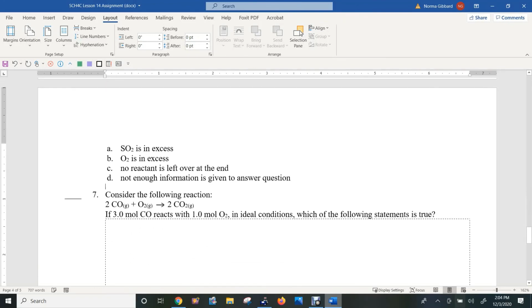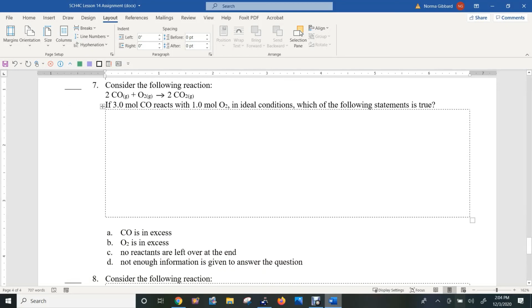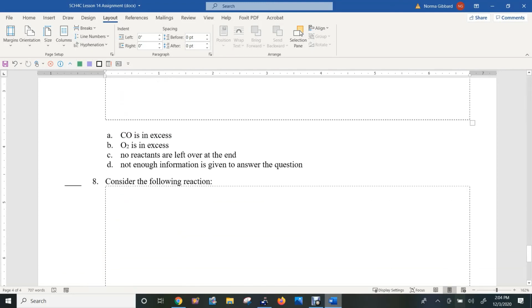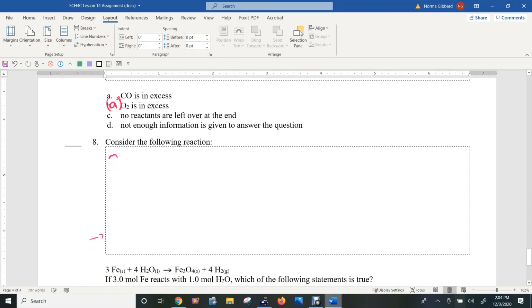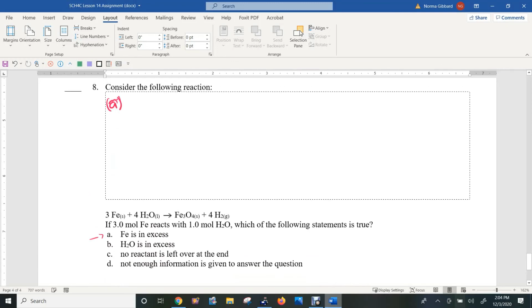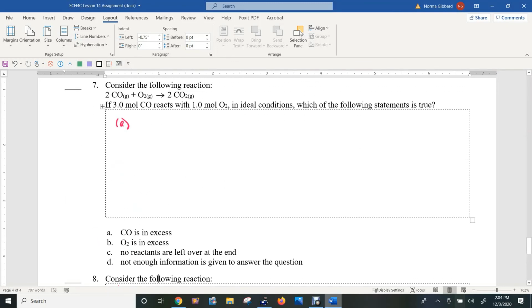Need to bring this page back up. You should see that for number 7, the answer is going to be A. And for number 8, the answer is going to be A. So you just need to prove that these are indeed the correct answers.